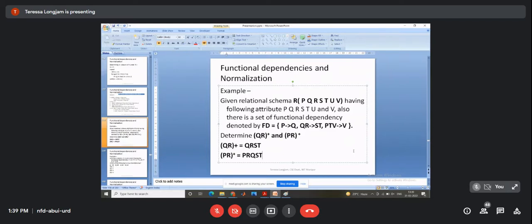You have to master finding the closure of a set of attributes. So if you have any doubt in finding the closure of a set of attributes, then you can tell me. This is a very important topic.